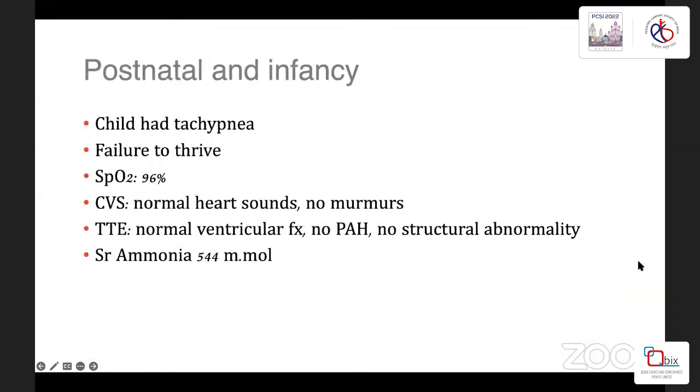We followed the fetus and we delivered. Child was asymptomatic, but during infancy, child had tachypnea and failure to thrive. However, the saturations were normal. We monitored the serum ammonia levels, as we all know that Abernethy malformation can cause hyperammonemia. It was 544. The normal value, the maximum cutoff, is 110 micromoles.